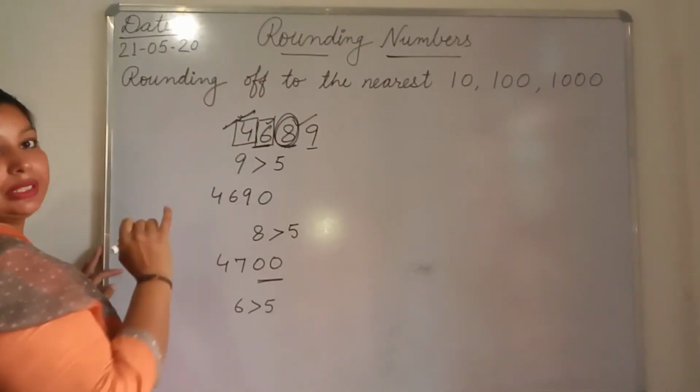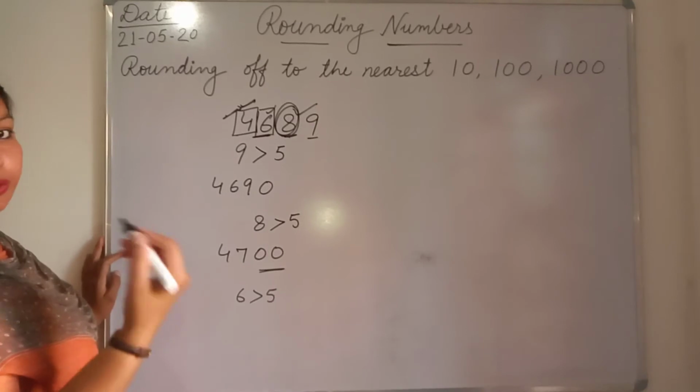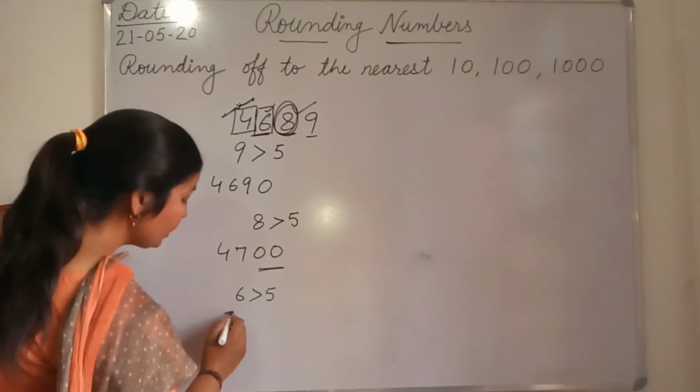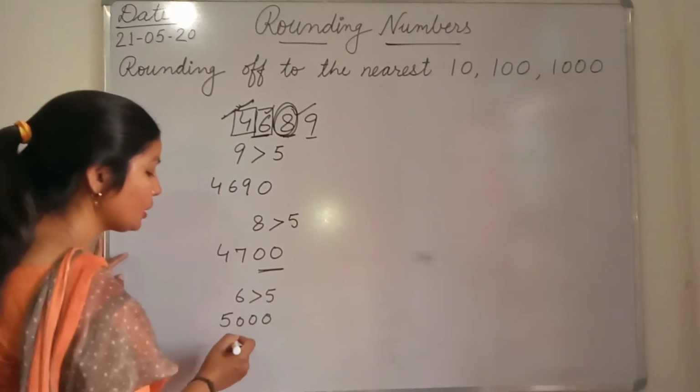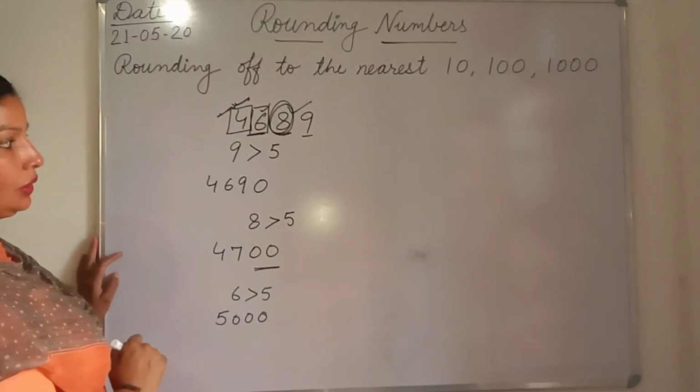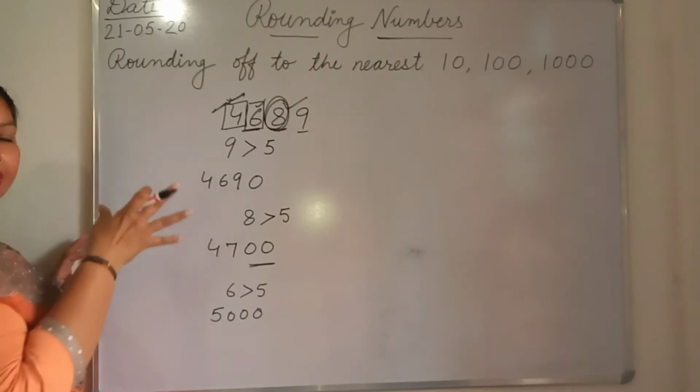So 1000 is what? 4. So 4 plus 1, 5. So now it has become 5000. Okay. So this is the rounding of 1000. So like this we have to find the rounding numbers.